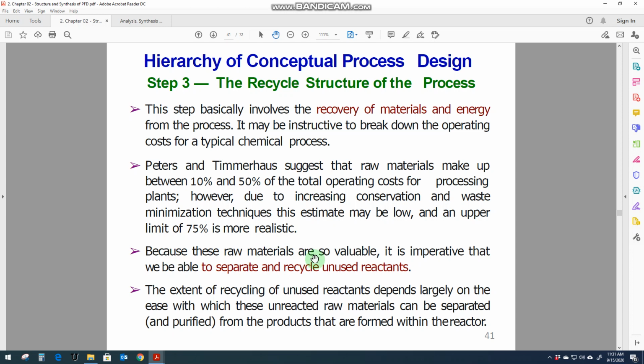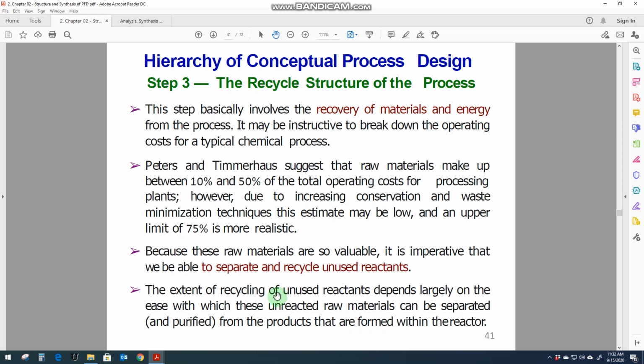Because these raw materials are so valuable, it is imperative that we be able to separate and recycle unused reactants. So the cost of the raw material is very important in determining the process profitability and reliability. So we do not want to waste any of the unreacted raw material. So we have to see what the recycle structure of the process could be so that we can maximally utilize the reactants. The extent of recycling of unused reactants depends largely on the ease with which these unreacted raw materials can be separated from the products that are formed within the reactor.